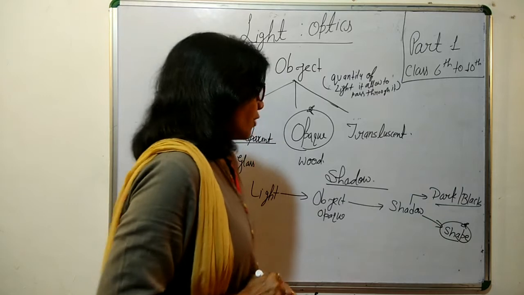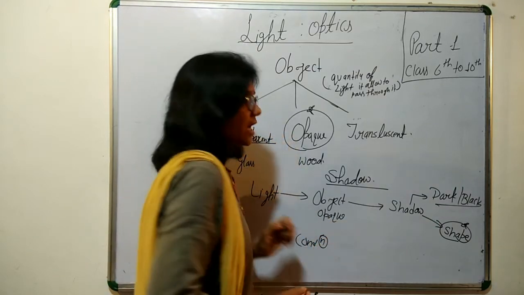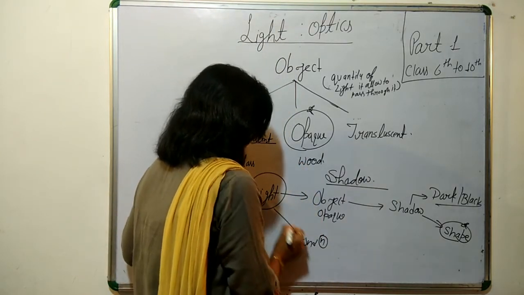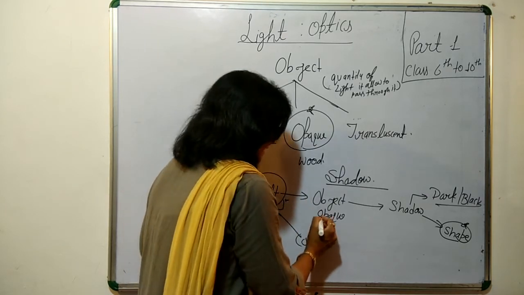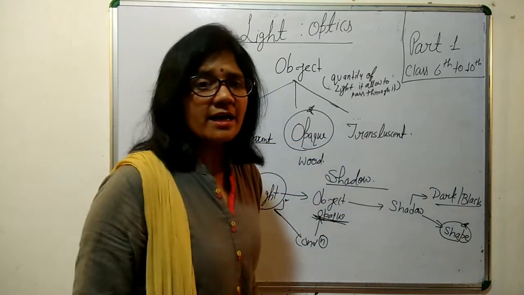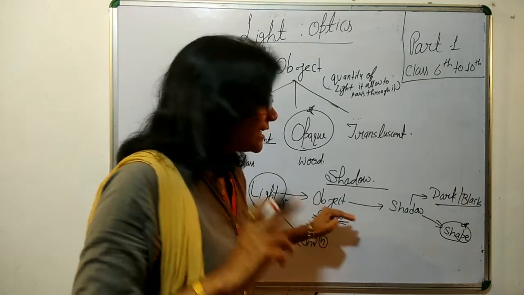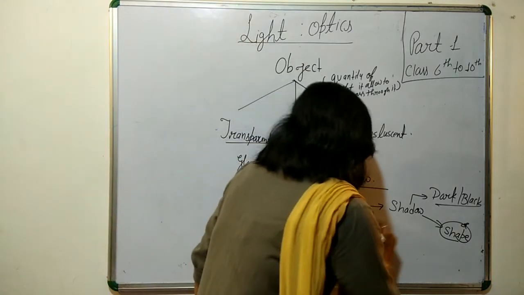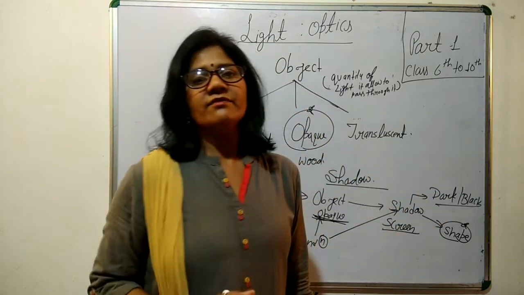Then what are the conditions which are necessary for getting a shadow? The first, there should be a light source. Then second, there should be an opaque object. And the third very important thing is that we will get the shadow only when we have a screen. So to get a shadow we need a screen on which we get it.